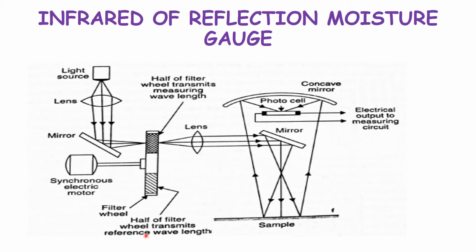Now this is the diagram, or you can also say the setup, of an infrared reflection moisture gauge. Here again you have a light source hitting the mirror and falling into a filter. The filter filters the rays and that moves on to another mirror which is placed where the sample is, and that is viewed with the help of a photocell, and an electrical output is given to a measuring circuit. So this is how you measure with an infrared reflection moisture gauge.